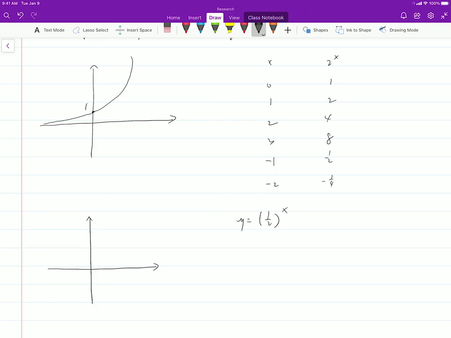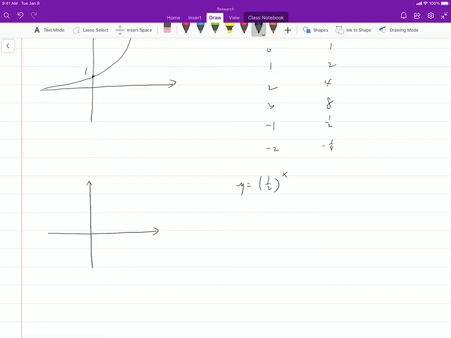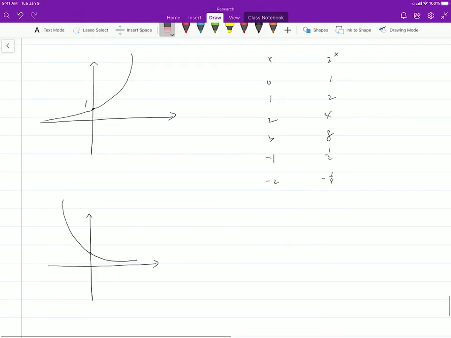That is 1 half to the x. Now if you draw the same table, you can see as your x becomes bigger and bigger, this one becomes 1 half, and then 1 half times 1 half, which makes it smaller. So this one you can try by yourself. But you can see this one gives you exactly the opposite trend. The more you go to the right, the more 1 half you multiply, the smaller the value gets. But again, the horizontal asymptote touches 0.